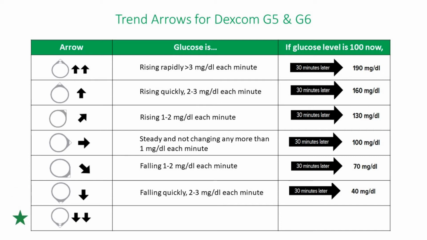And finally, if glucose is falling rapidly and you or your child are 100 right now, in just 30 minutes, the predicted value is 10. So this would be a time to really intervene.